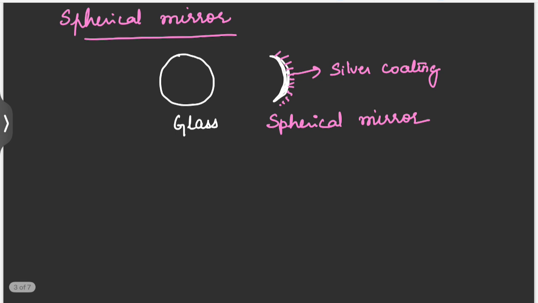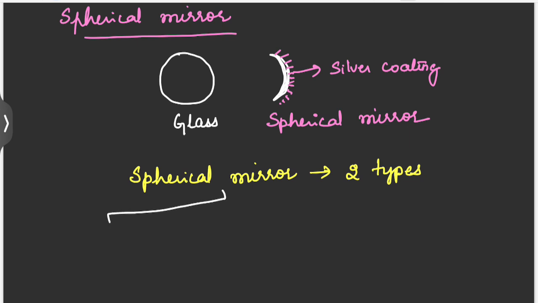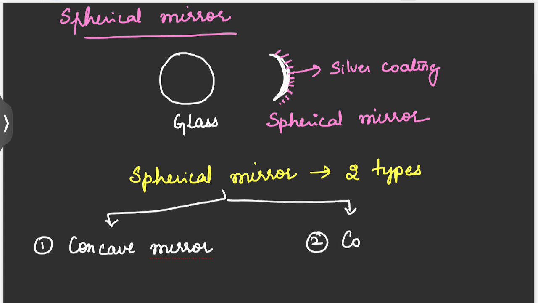So now we will see the types of spherical mirror. If you see, there are two types of spherical mirror. What are they? The first type is called concave mirror, and the second type is called convex mirror.